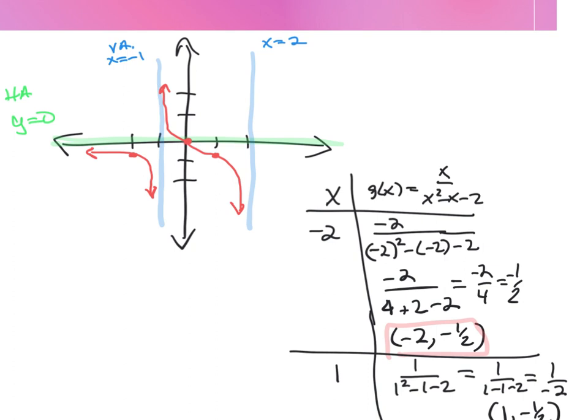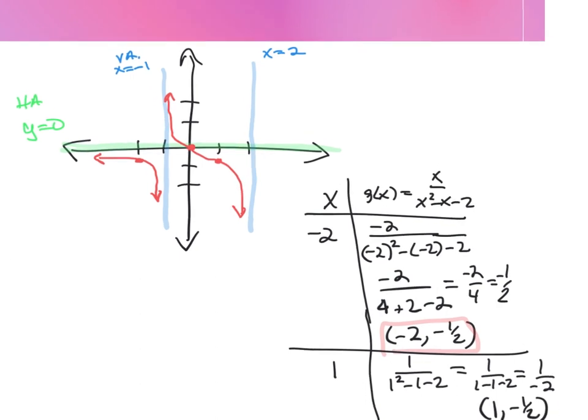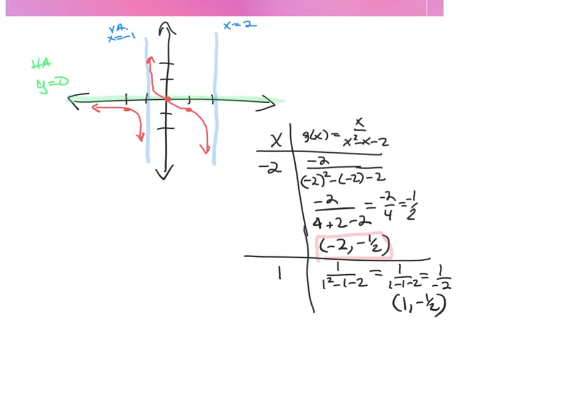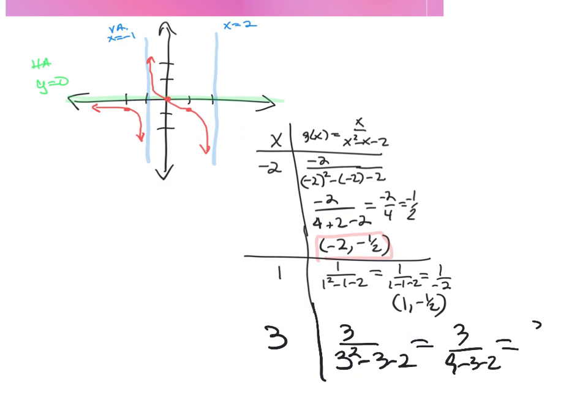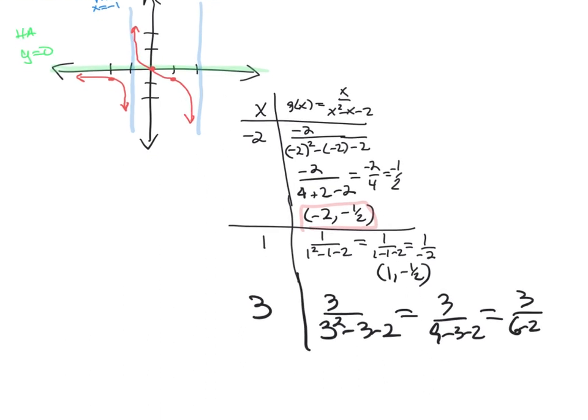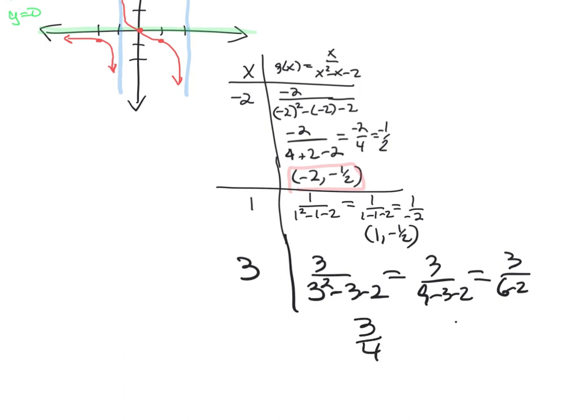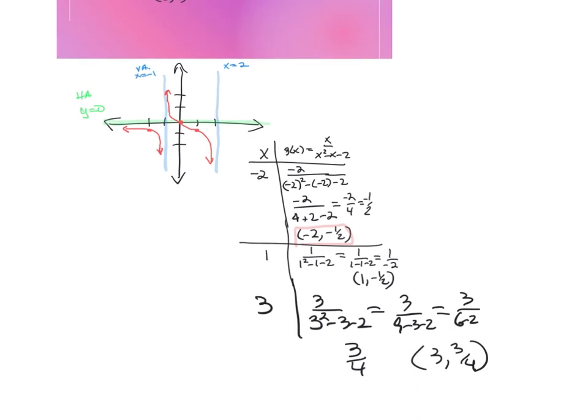But if we were in the classroom, this is where our graphing calculator would come into play, and we can get the additional ordered pairs. Now let's pick values for our table that are greater than 2 to get the far right part of the graph. So I'm going to plug in +3, and I get 3³ minus 3 minus 2, 3 over 6 minus 2, which gives me 3/4. So 3, 3/4. Let me go ahead and graph that one.